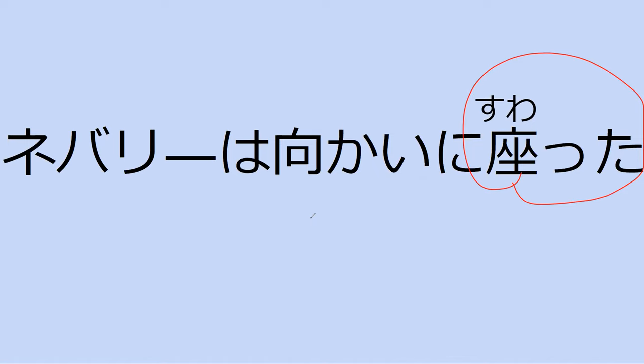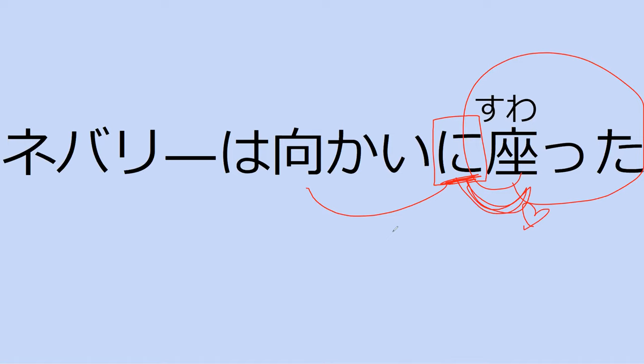Neburi wa mukai ni suwatta. What does that mean? Neburi, he turned. Mukai ni, sit down. But mukai ni, why is the ni particle here? Because we're modifying how he's sitting. He's sitting in a mukai kind of way. He's slouching. He sits slouchingly.